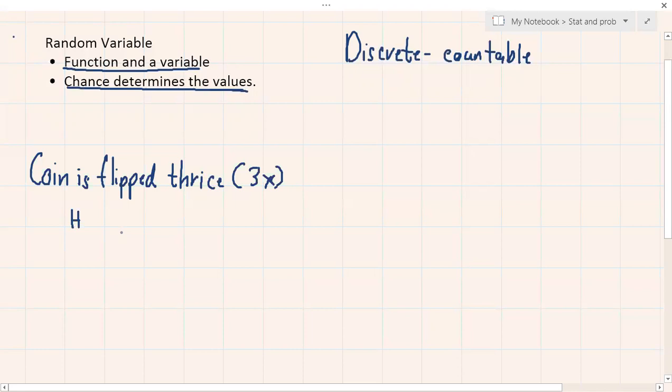Tapos, na-flip mo siya ulit, tapos pagkatingin mo, head pa rin siya. Then, pagka-flip mo ulit ng 3rd time, head pa rin siya. Possible, pwede rin mangyari. Okay, it's possible. How about this one? Pwede rin sa first try, head din. Second try, head din. Then sa third try nga lang, tail ang makukuha mo.